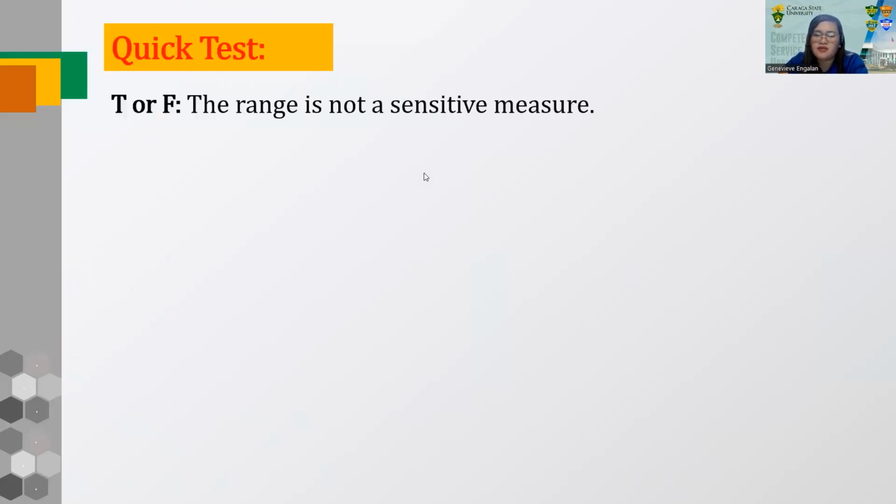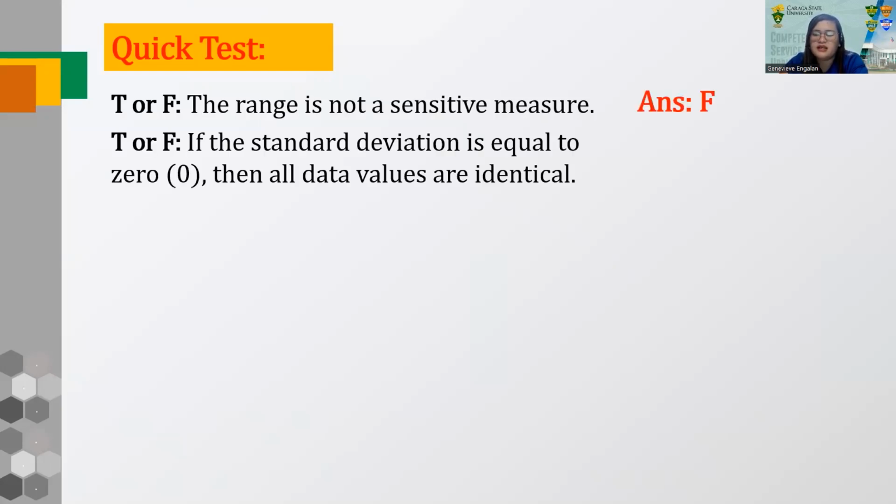Okay, so let's have a quick test. The range is not a sensitive measure. True or false? False, ma'am. Okay, false. If the standard deviation is equal to 0, then all data values are identical. True or false? True. Identical meaning they are all the same.